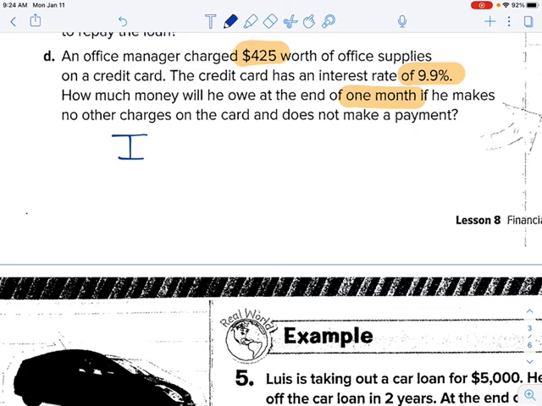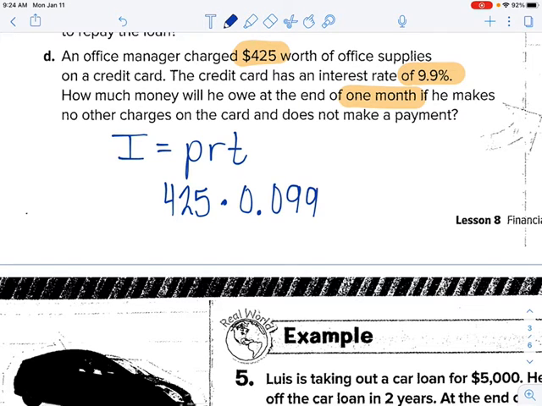Okay, so start with your formula. I equals PRT. 425 is your principal. Your rate is 9.9%, so that's 0.099 as a decimal. Your time is 1 month out of 12. Remember, the time is in years, so it'd be 1 out of 12. All right, so 425 times 0.099 times 1/12. And you are going to get $3.51.